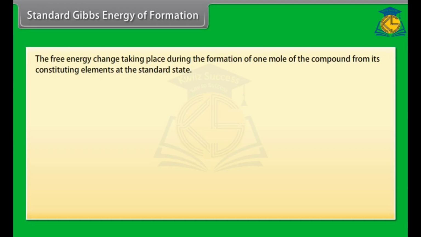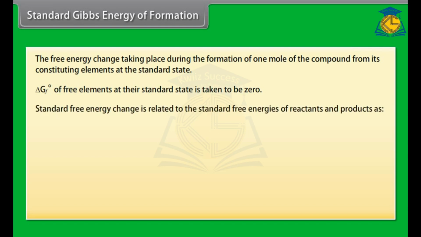Standard Gibbs energy of formation. The free energy change taking place during the formation of 1 mole of the compound from its constituent elements at the standard state. Delta G_f naught of free elements at their standard state is taken to be 0. Standard free energy change is related to the standard free energies of reactants and products as delta G naught is equal to the summation of delta G_f naught of products minus the summation of delta G_f naught of reactants.